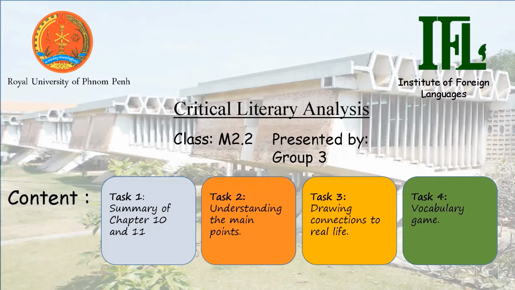We are the third group and our assignment is analyzing chapters 10 and 11. My name is Dara and I would like to start off by providing the contents of our presentation. We will be giving a summary of chapters 10 and 11, followed by pointing out the main points that can be drawn from both chapters, drawing out the connections from the story to real life, and last but not least, we will have a short vocabulary game using Kahoot.